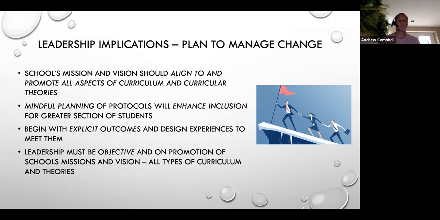Finally, as leaders, we must be objective in the promotion of our school's mission and vision. This includes all types of curriculum and theories. We all have our beliefs, but we need to make sure that we are keeping the mission and vision at the forefront, and that everything we are doing is aligned to meeting that and the needs of our students.